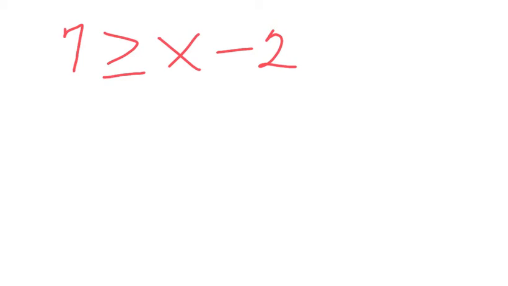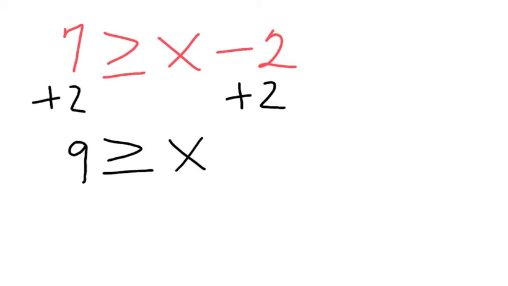Sometimes they change them around and sort of write them down backwards. So you can turn it around at the beginning, or you can wait and turn it around at the end when you get your answer. But the important thing is, this needs to stay pointing to the x minus 2 side, or the x side, after I move the 2. So, to work this one, I'm going to go plus 2, plus 2. So 9 is greater than or equal to x.